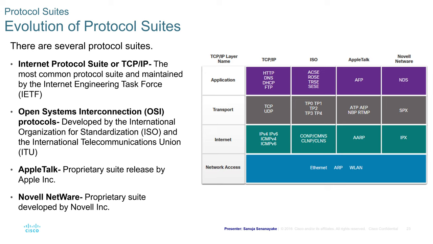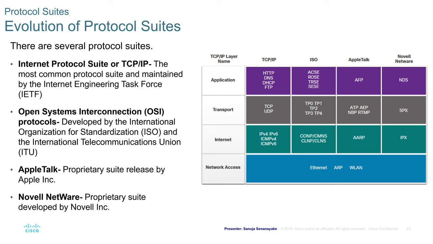So, the evolution of protocol suites. There are several protocols used in the network engineering industry. The Internet Protocol Suite, or TCP/IP, is the most common protocol suite and is maintained by the Internet Engineering Task Force, or IETF. The other one is the Open Systems Interconnection, or OSI, protocols, which were developed by the International Organization for Standardization, or ISO, and the International Telecommunication Union, ITU.